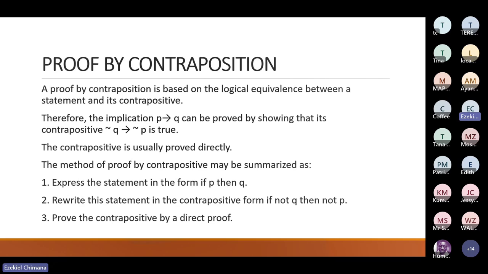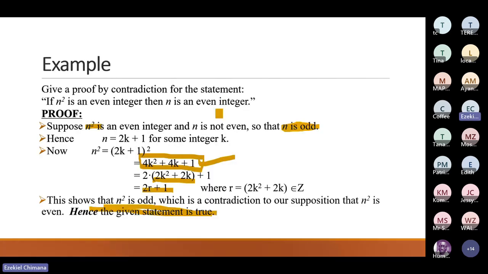I don't know if there is a question here on contradiction, because I'm sure this example is enough for this. Is there any question on proof by contradiction?